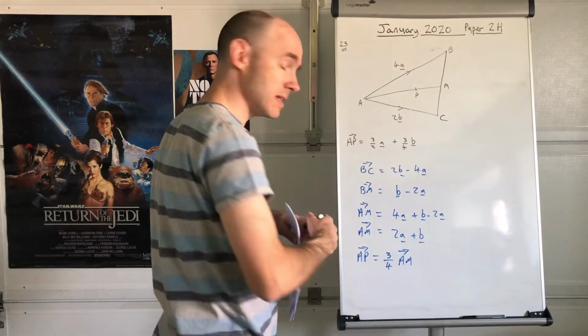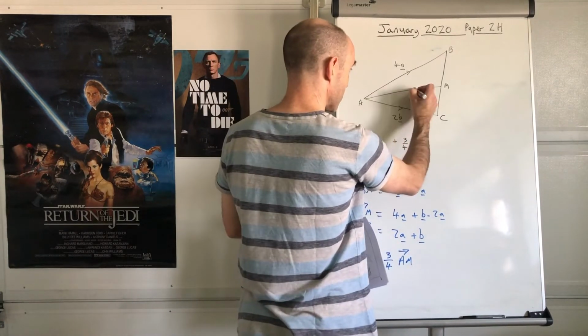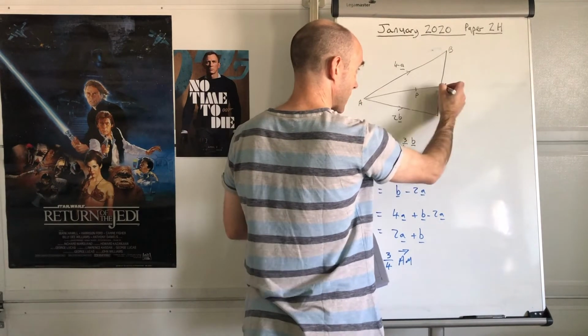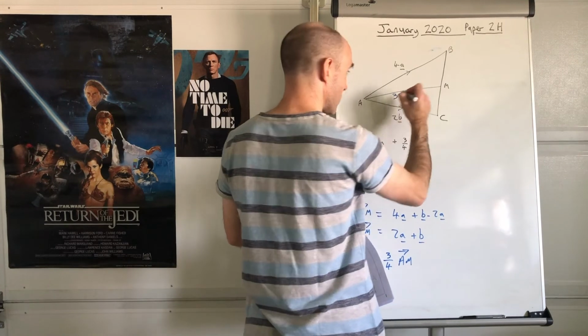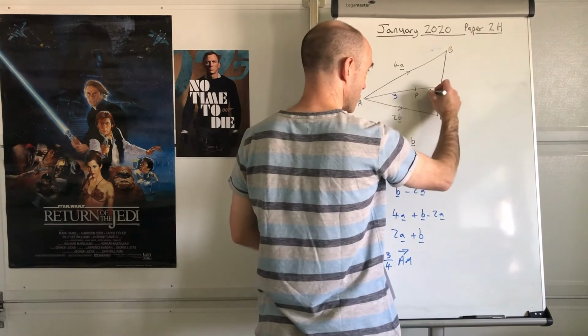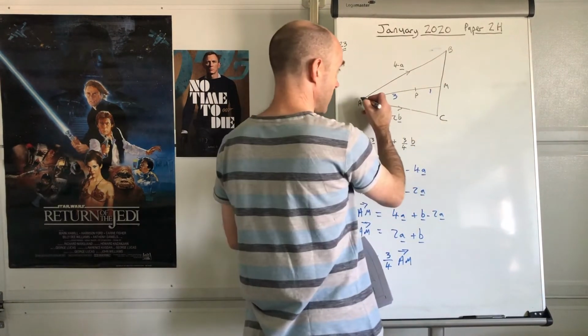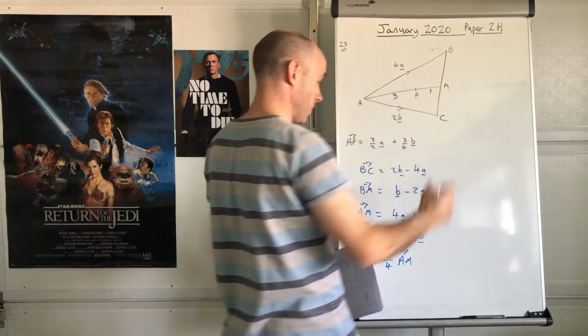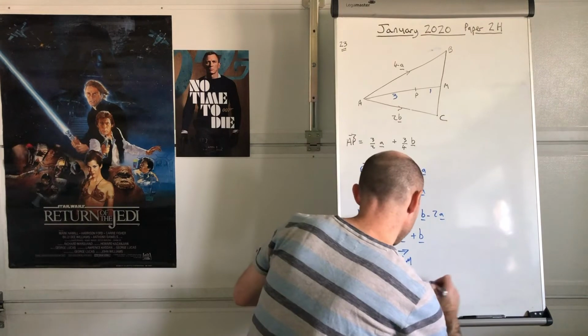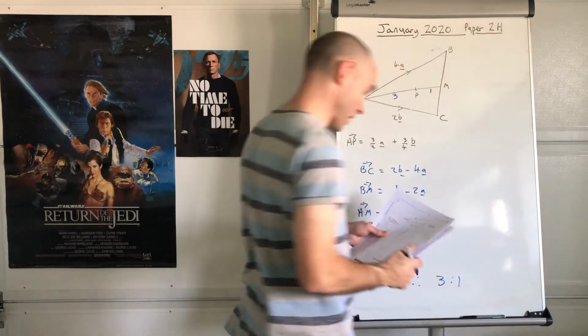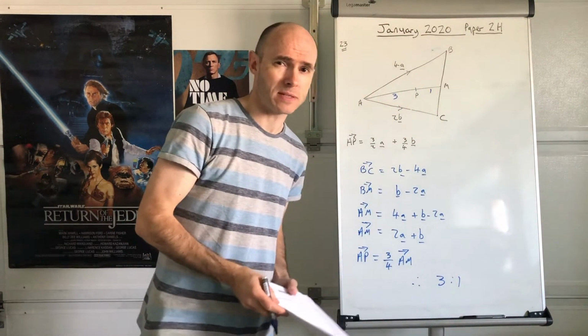So that distance is 3/4 of that distance. As a ratio, from here to here is 3 units, and from there to there is 1 unit, because that makes 3 out of 4. Written as a ratio, it's going to be 3 to 1. Hope that made sense to you.